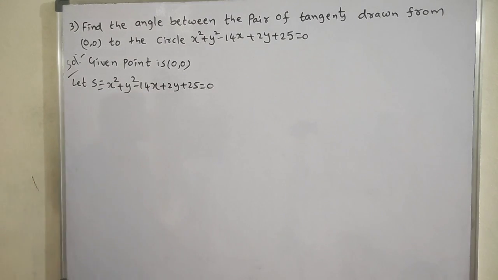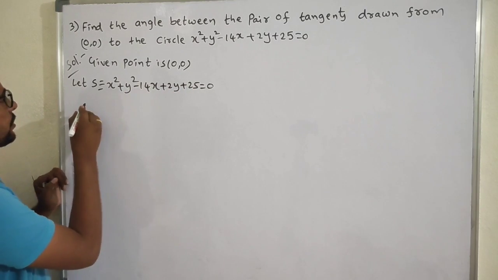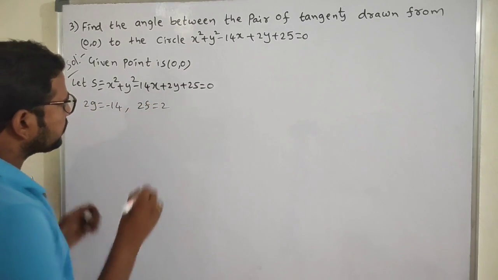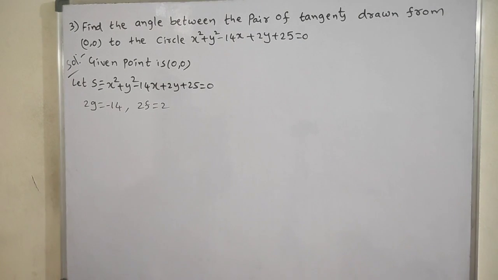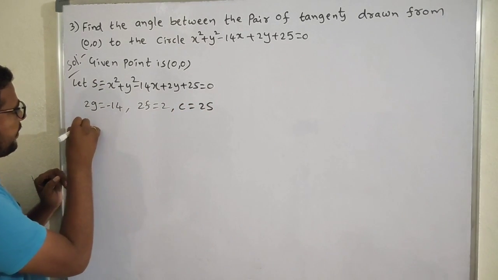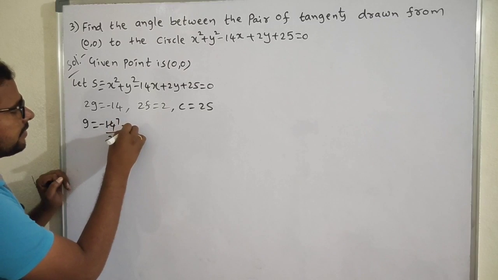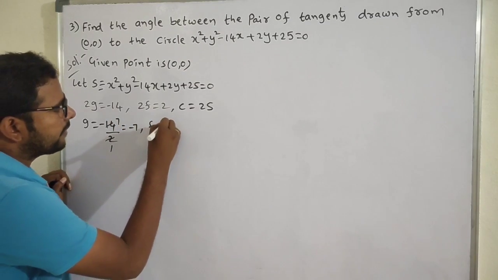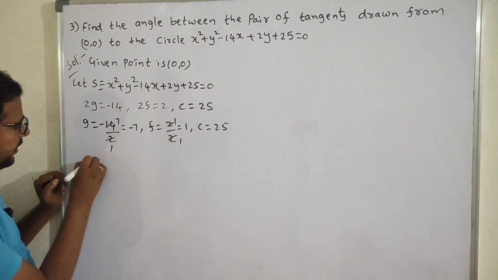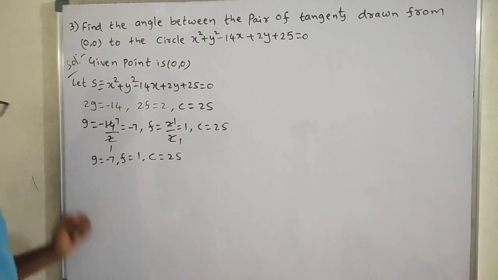So first find the g value, f value, c value. Compare with the general form, x square plus y square plus 2gx plus 2fy plus c equals 0. 2g is equal to minus 14, 2f is equal to 2 and c is equal to 25. So g is equal to minus 14 by 2, the 2 gets divided on the right side. Minus 14 by 2, 2 7s are 14, so g is equal to minus 7. f is equal to 2 by 2, so f is equal to 1. c is equal to 25.